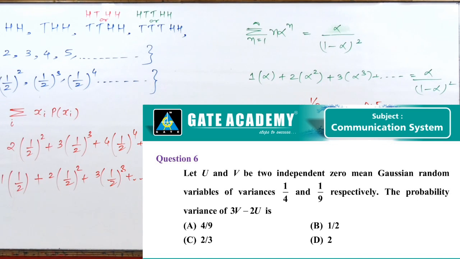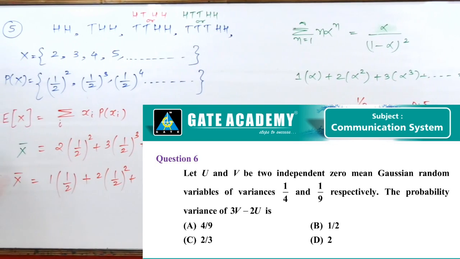Next is question number 6. Let u and v be two independent zero mean Gaussian random variables of variances 1/4 and 1/9 respectively. The variance of 3v minus 2u is.